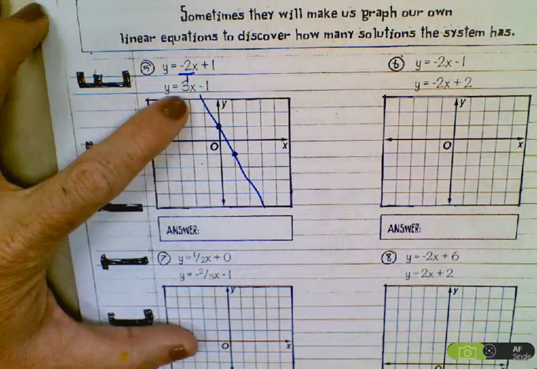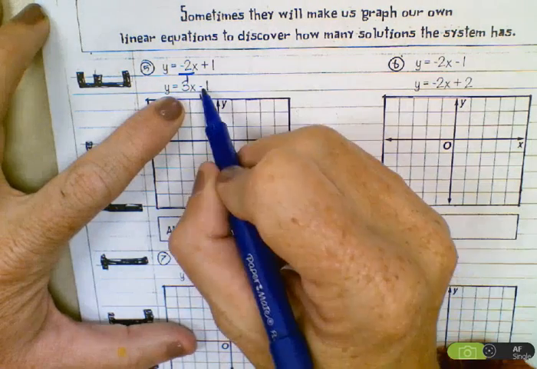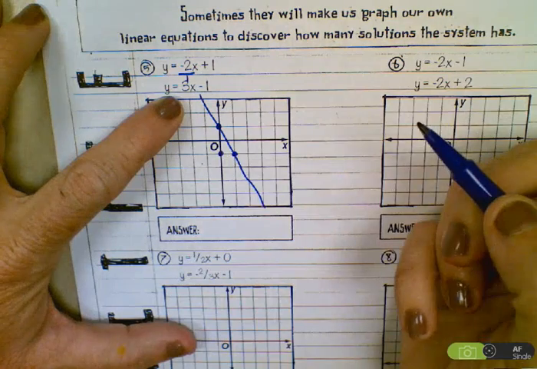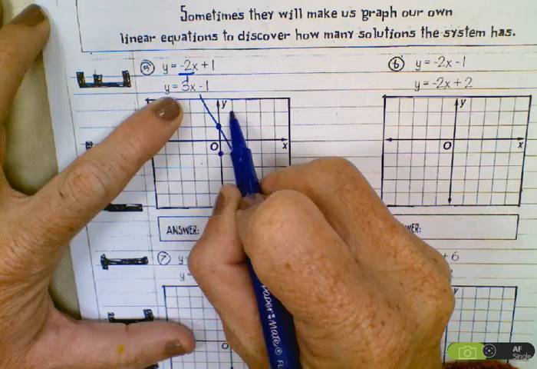Okay. And for my second equation, on the same coordinate graph, my beginning point is at -1. And then I'm going to go up 3 and over 1.